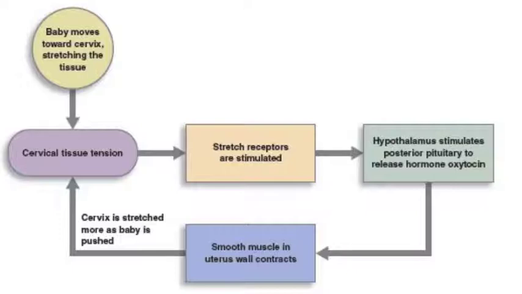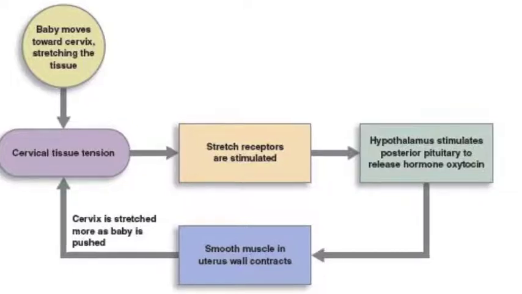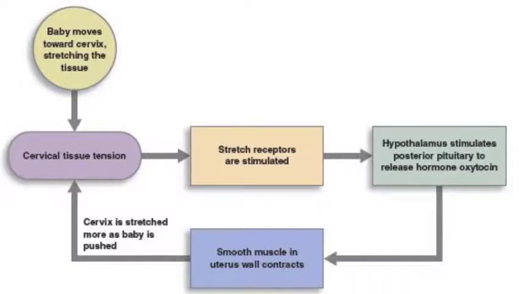This causes even greater stretching of the cervix. The cycle of stretching, oxytocin release, and increasingly more forceful contractions stops only when the baby is born. At this point, the stretching of the cervix halts, stopping the release of oxytocin.